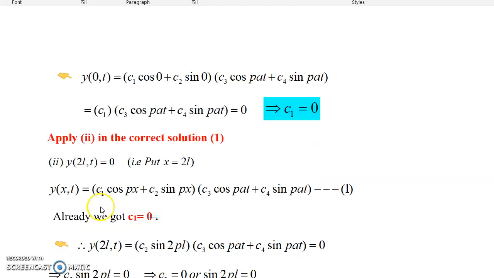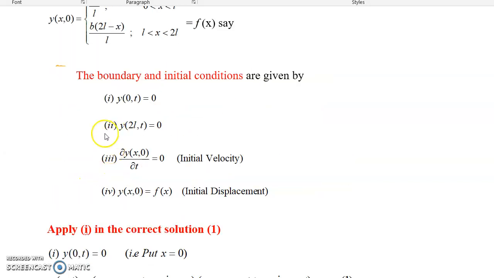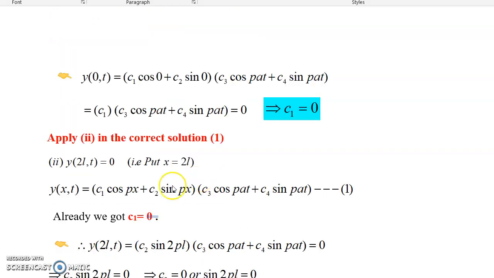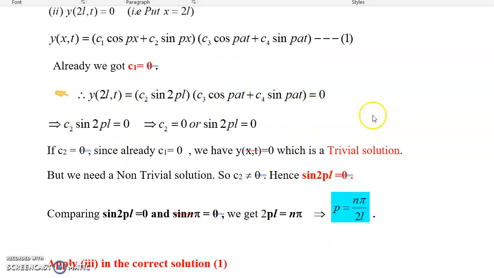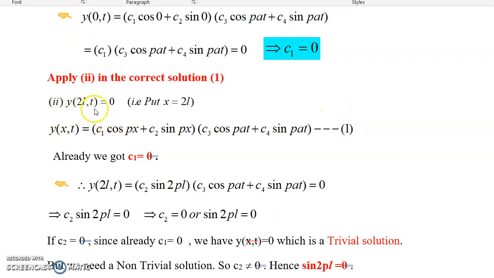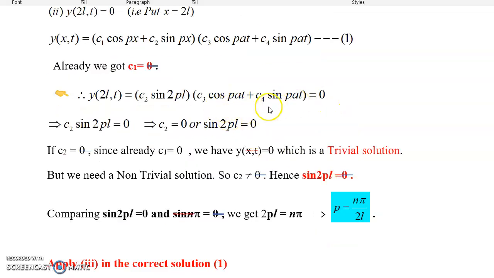Now let us apply the second boundary condition, y(2L, t) = 0. Again take the solution and put x equal to 2L, substituting 2L in the place of x. So we get C2 sin(2pL) into this term. Since we already got C1 = 0, the first term will be 0 here. So equate that to 0, because the condition says y(2L, t) equals 0. When we equate this to 0, don't touch the variable term. We need to equate C2 as 0 or sin(2pL) as 0.